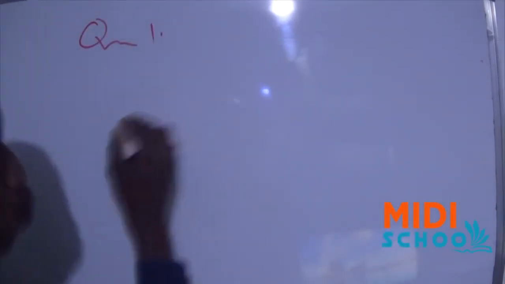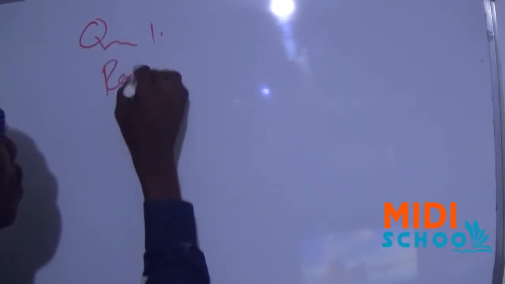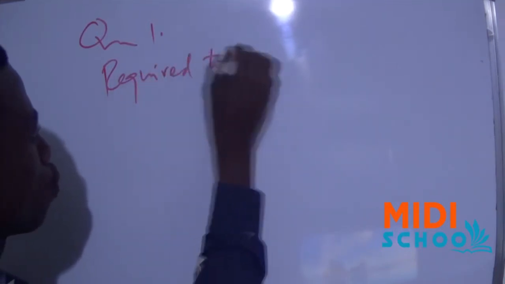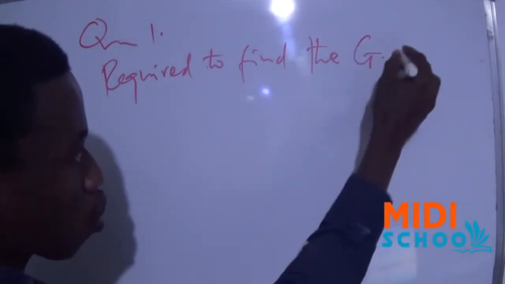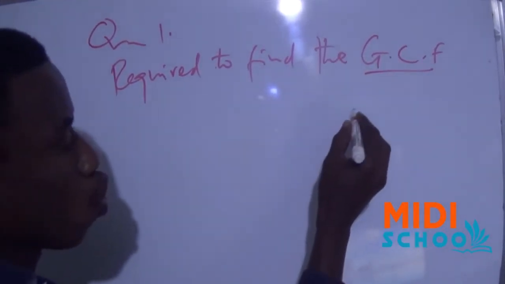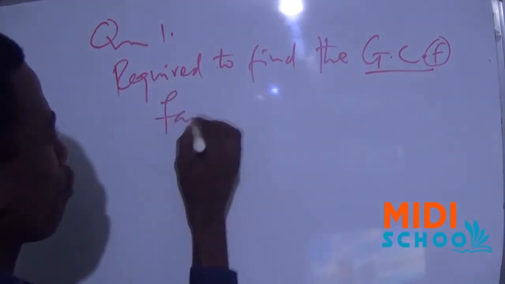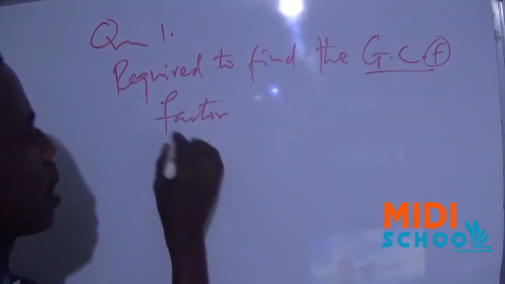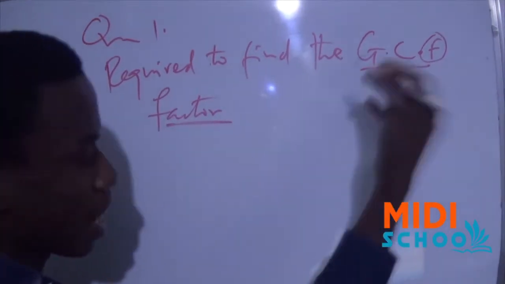So we are just going to start with question number 1, and with this question we are just asked to find the greatest common factor. So we have to know what a factor means. When we are told about a factor, it is a number which can divide another number.